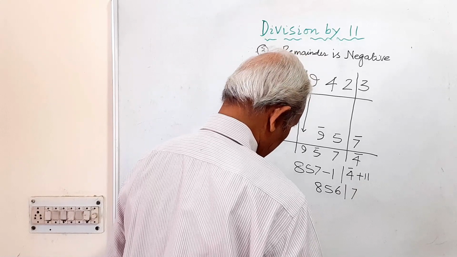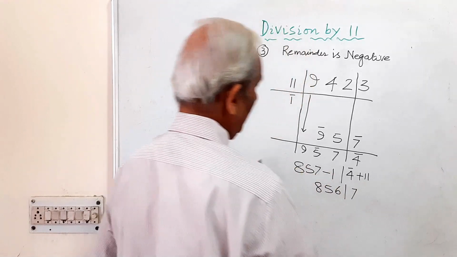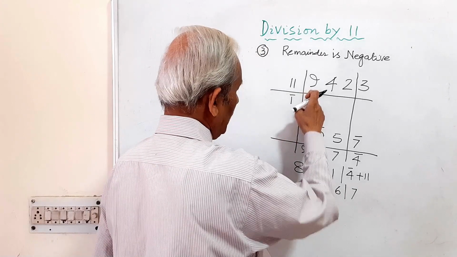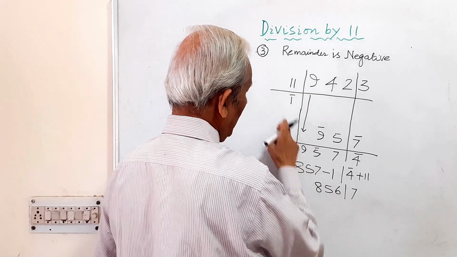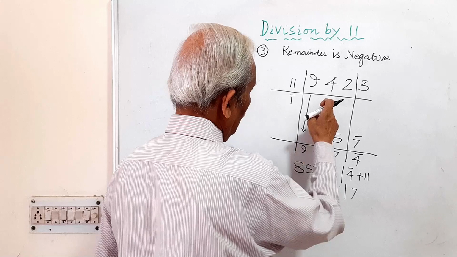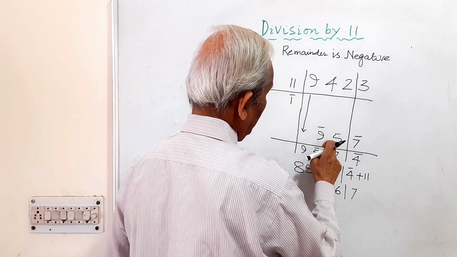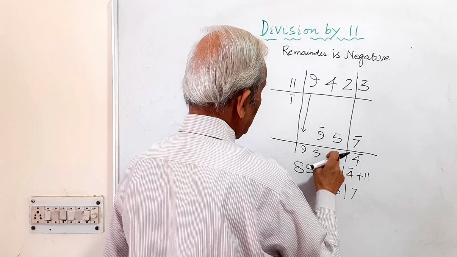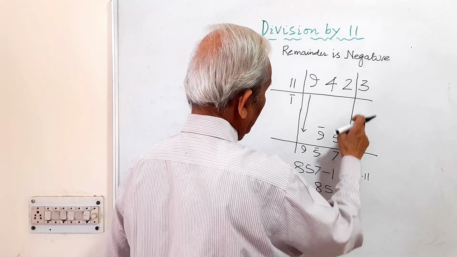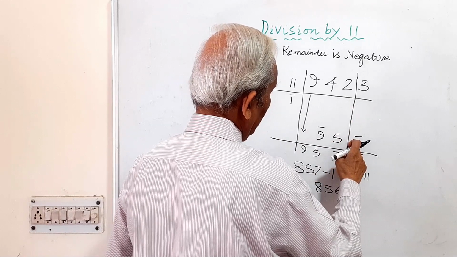856 and 7. I hope you have understood it. We take down 9 as it is. 1 bar into 9 bar is 9 bar. 4 plus 9 bar is 5 bar. 5 bar into 1 bar is 5. 5 plus 2 is 7. 7 into 1 bar is 7 bar. 3 plus 7 bar is 4 bar.